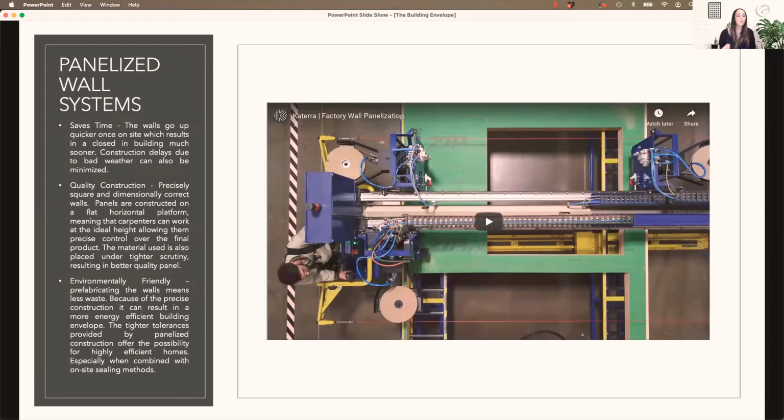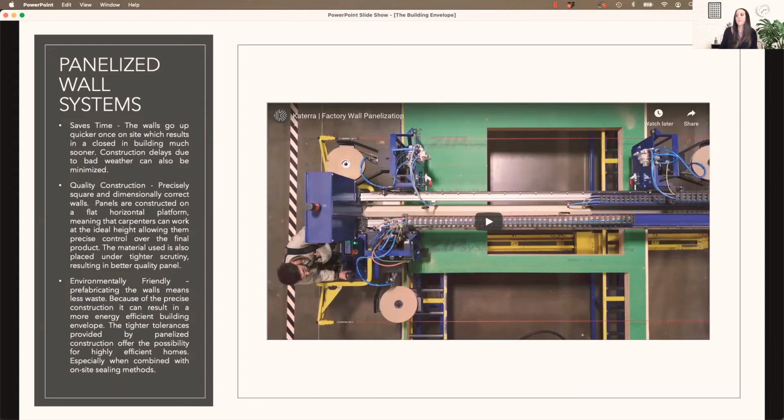It's more accurate because it's all being done in an environment where they have more control over the building system. So you have fewer discrepancies happening, and usually better quality control for the materials that are being used. And it's environmentally friendly because there's a lot less waste, because they're calculating everything, planning it all out, and then fabricating it in a factory.